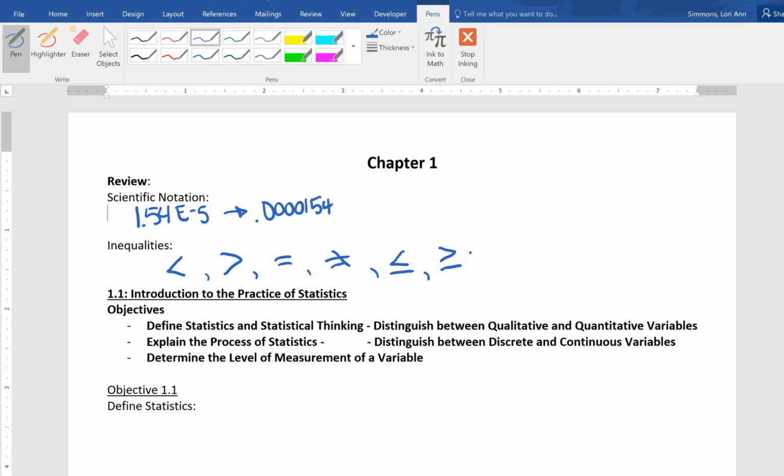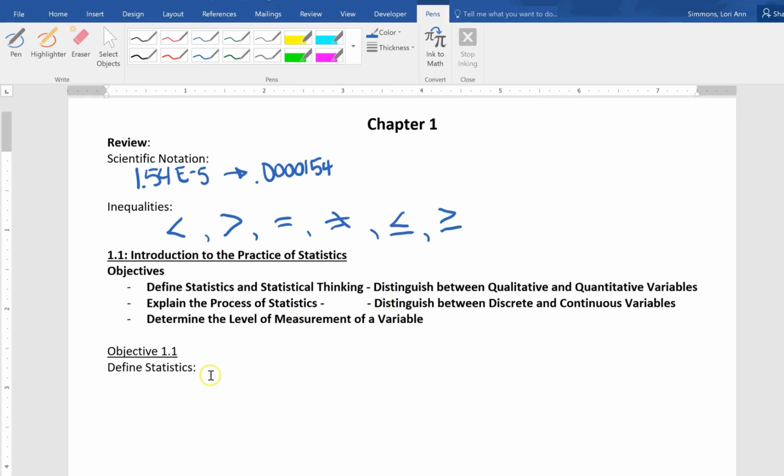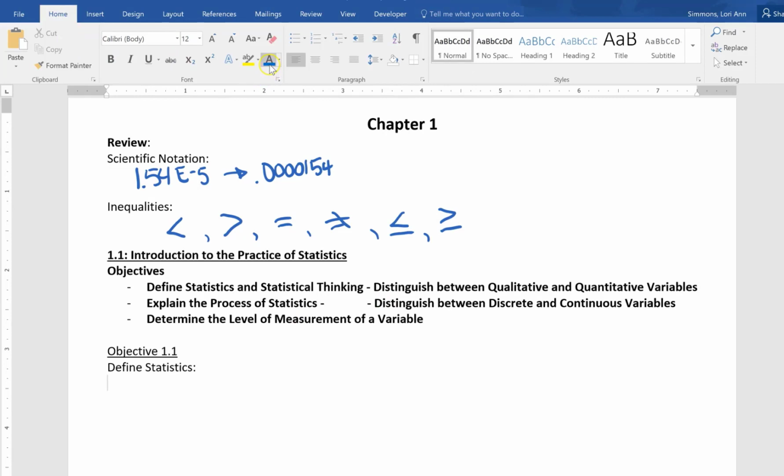So now we get into 1.1, the introduction to the practice of statistics. So the objectives for this section is to define statistics and statistical thinking, explain the process of statistics, determine the level of measurement of a variable, be able to distinguish between qualitative and quantitative, and then discrete and continuous variables. So let's start with the definition of statistics.